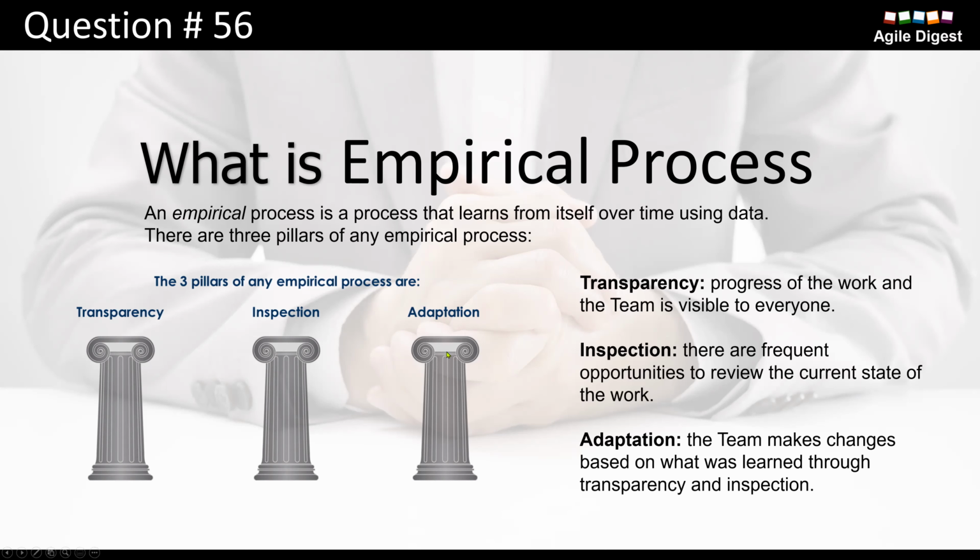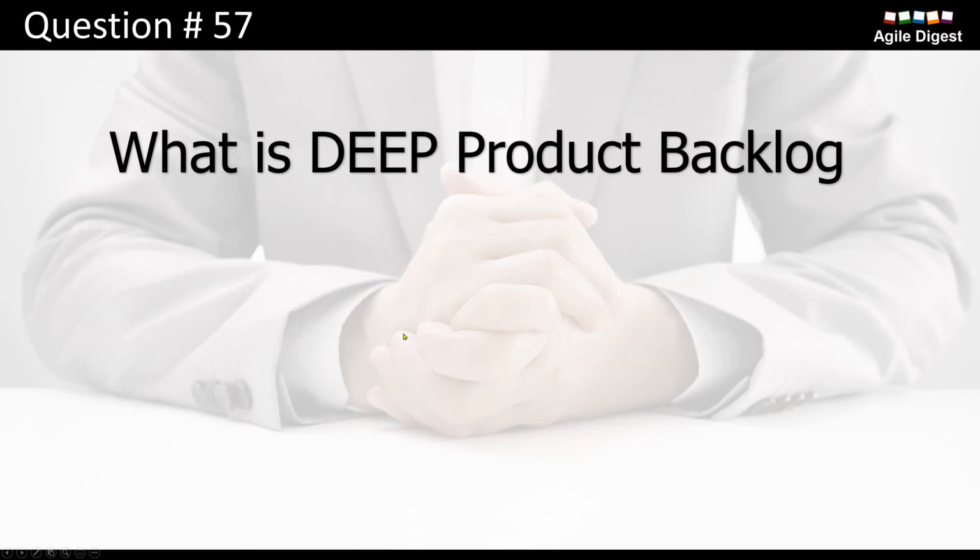All right. What is a DEEP product backlog? DEEP is the acronym for detailed appropriately, estimated accurately, and then emergent and prioritized, I forgot the E and P, sorry.